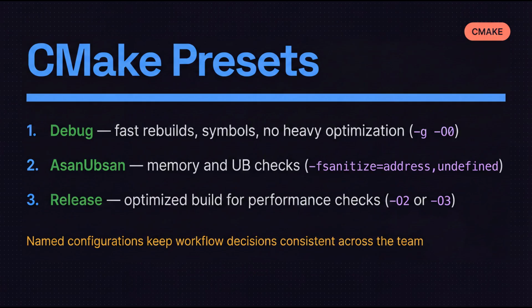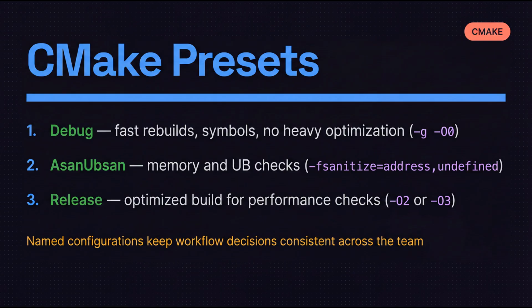3 CMake presets, or build configurations, worth having. Debug: fast rebuilds, debug symbols, no heavy optimization. This is your daily development configuration. Use it for writing code, stepping through with a debugger, and running tests.